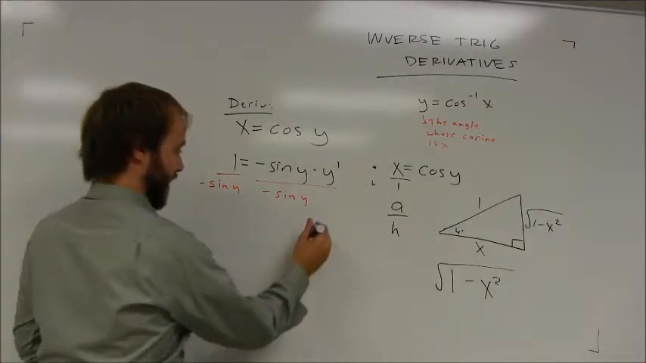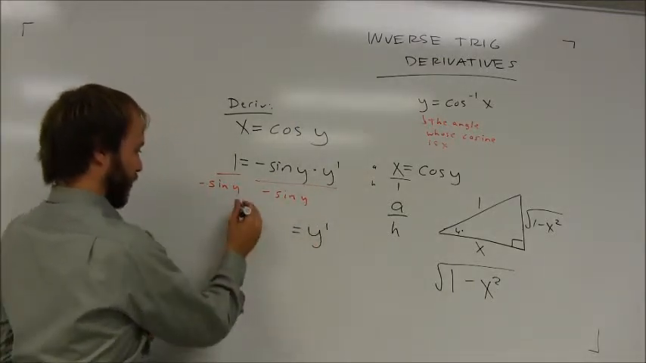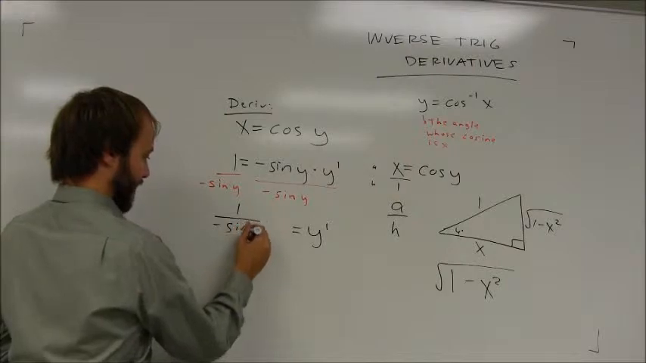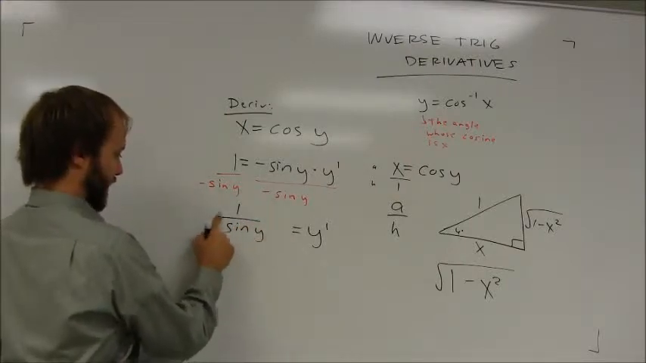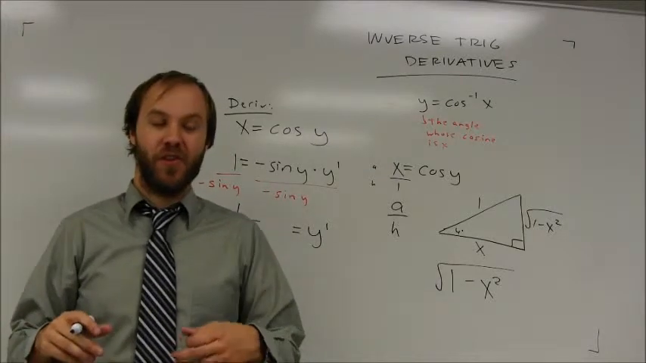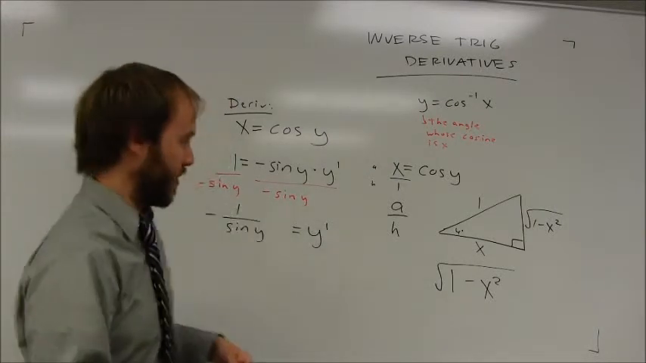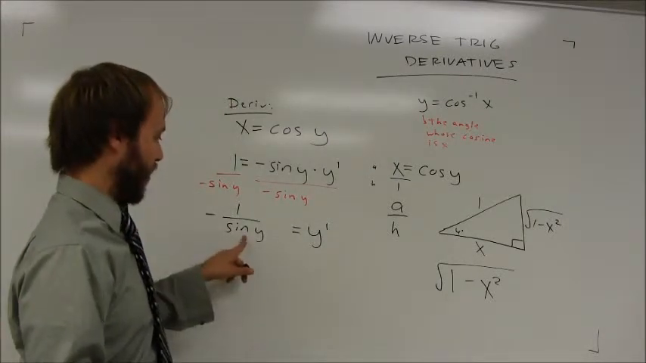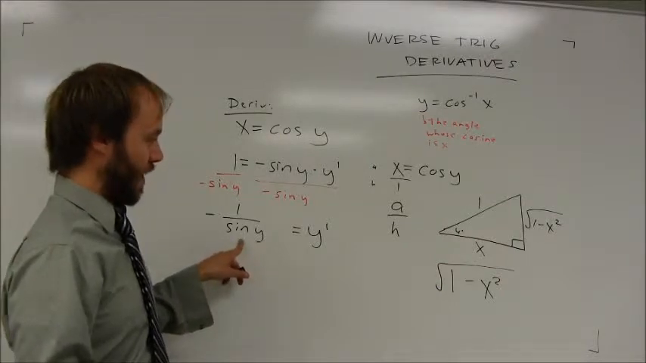And when I do that, I end up finding out that y prime is equal to 1 over the negative sine of y. I'm going to move that negative sign out in front here. Again, do I want a function written in terms of y? No, I want a function written in terms of x.